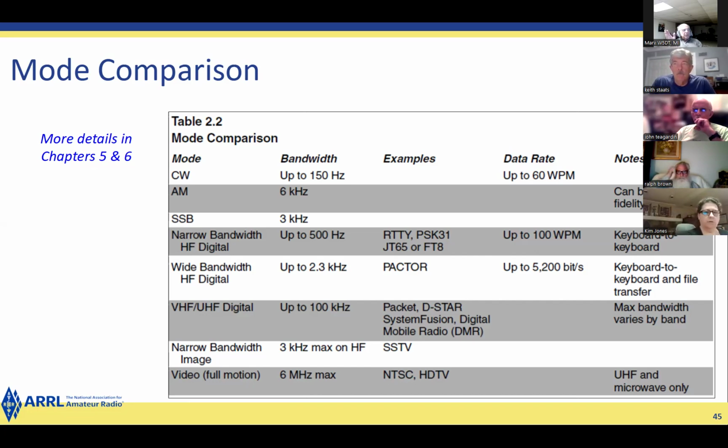Wide bandwidth HF digital has a bandwidth of up to 2.3 kilohertz, like Pactor. VHF, UHF is up to 100 kilohertz. So you've got D-Star, System Fusion, DMR.